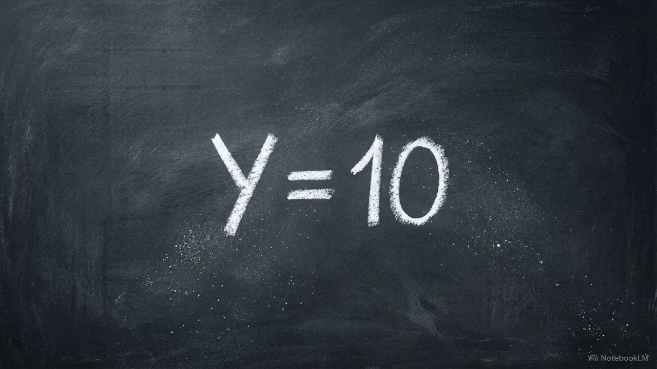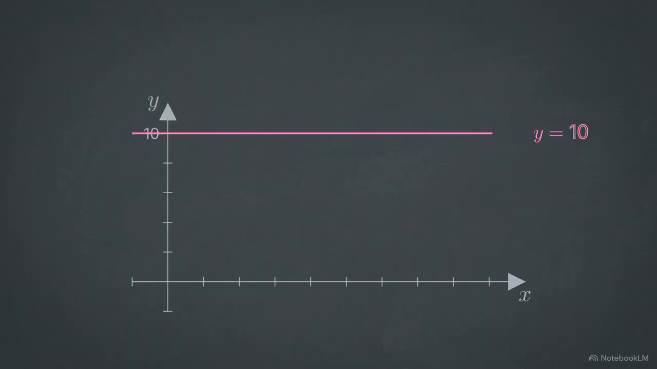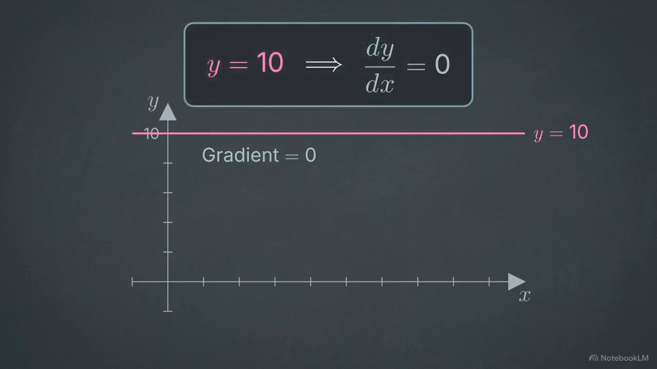What happens when the equation lacks a variable entirely and is just a plain constant number, like y equals 10? Geometrically, a constant number represents a flat horizontal line on a graph. A horizontal line has zero gradient, it never changes. Therefore, the derivative of any constant number is always 0.